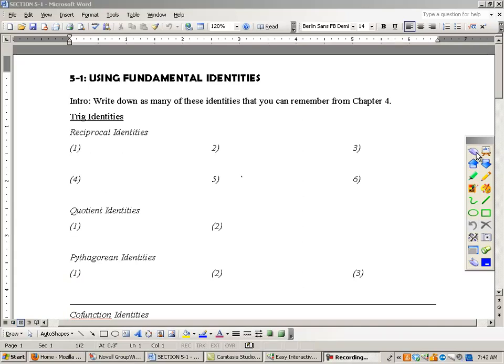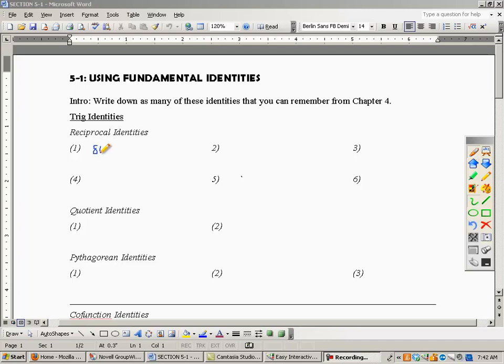Welcome to section 5.1. We're talking about trig identities today. We're going to start off with the chapter 4 trig identities that we learned. And again, these are all of the ones that we expect that you know as of chapter 4, and then we're going to give you more today.